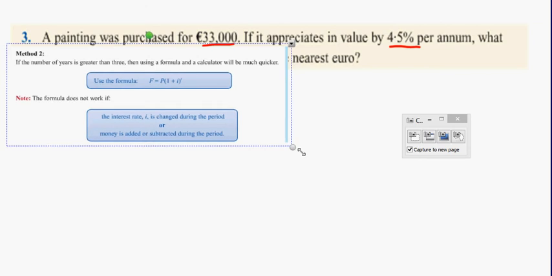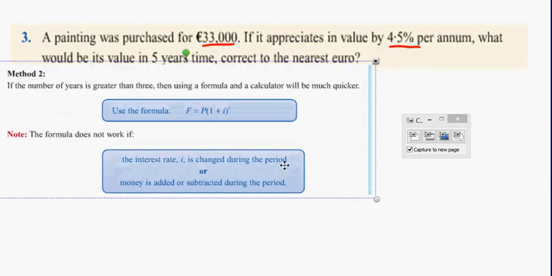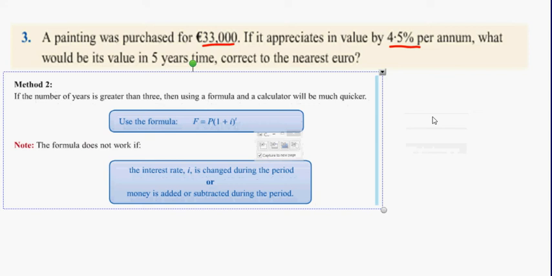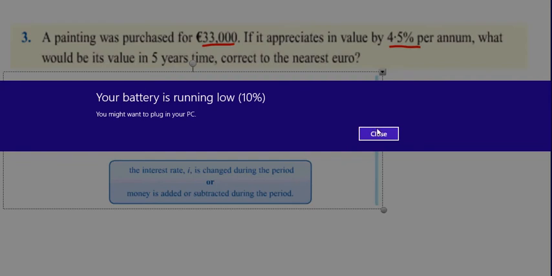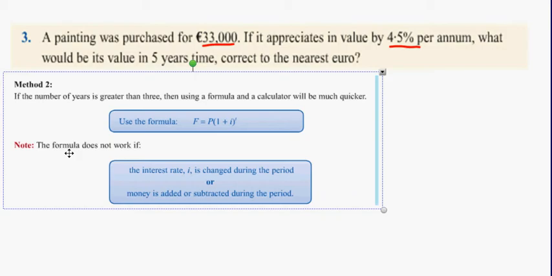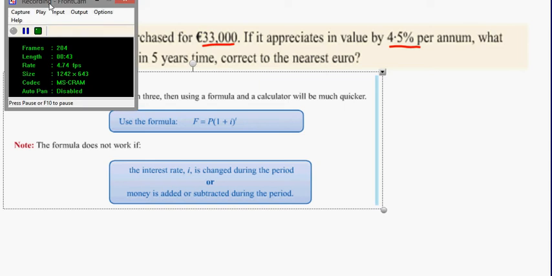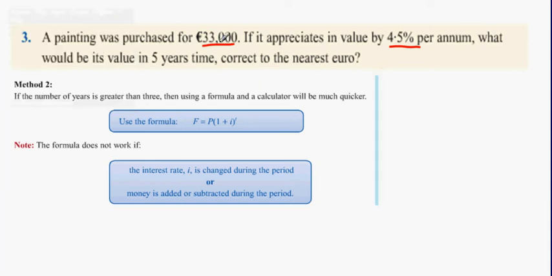It basically is increased continuously. Okay, so what happens is, a painting was purchased at 33,000. If it appreciates in value by 4.5% per annum, what will its value be in 5 years' time, correct to the nearest euro?